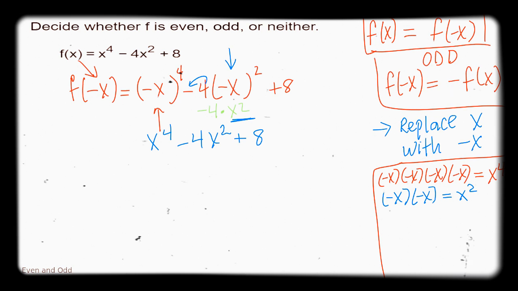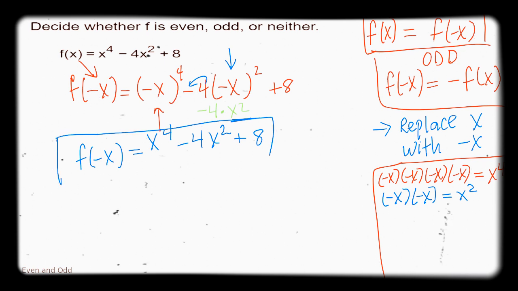So f of negative x is equal to x to the fourth minus 4x squared plus 8. It's not always going to be the same. If f of x and f of negative x are the same, then it's even. And if f of negative x is equal to negative f of x, then it's odd. If it's not in either of those two situations, it's neither.